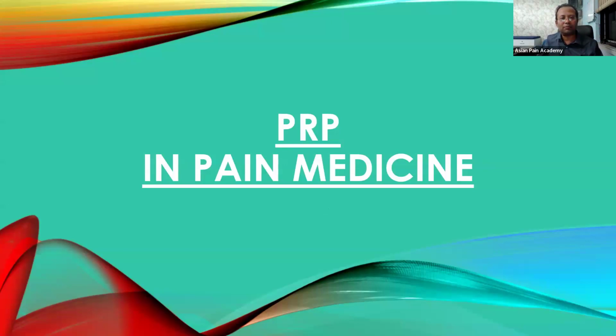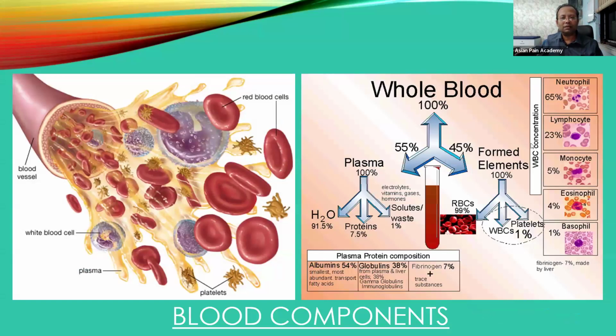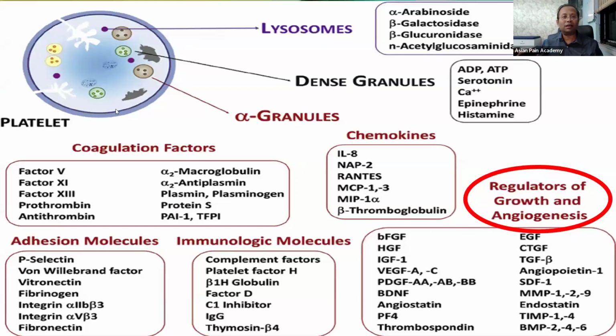What PRP does mainly: remember, in blood there is RBC, WBC, platelets, and plasma. The platelet part is less than 1%. In the platelet part, there are multiple parts like lysosomes, dense granules, and alpha granules. In the alpha granules, there is a component called growth factor. So we are actually interested in the growth factor in the alpha granules of platelets in blood. These growth factors are important for us.